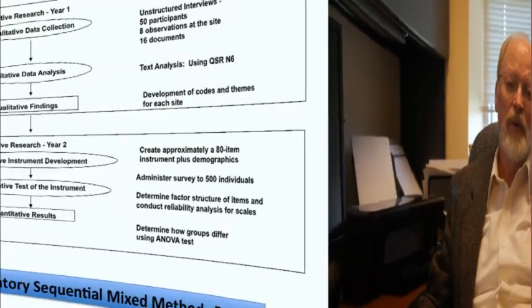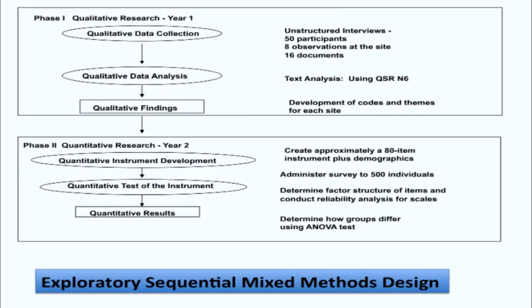Here's a picture I put together of this type of a design that starts qualitatively. You collect and analyze the data, come up with results, then develop an instrument, and then test out the instrument. So one of those challenges, how best to move from qualitative themes to developing items that would go onto an instrument. Here's a little schema that might help out.